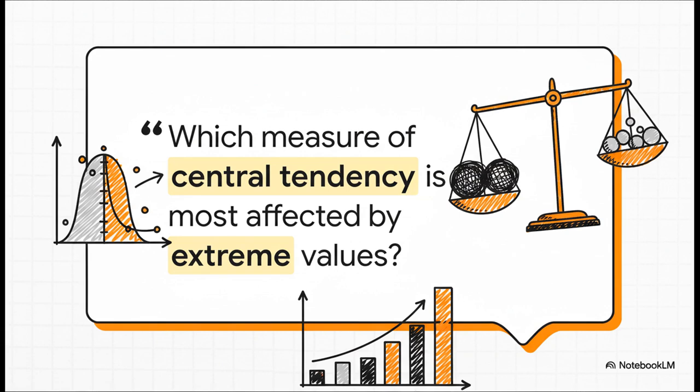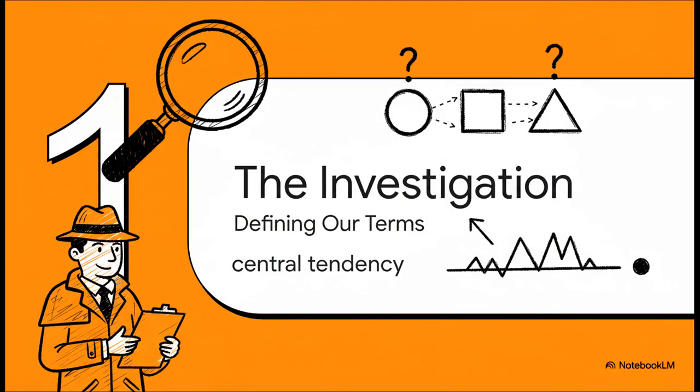Which measure of central tendency is most affected by extreme values in a skewed distribution? Okay, I know, that sounds super academic, a real mouthful. But stick with me, because understanding this one concept is like getting a secret decoder ring for data. It's the key.